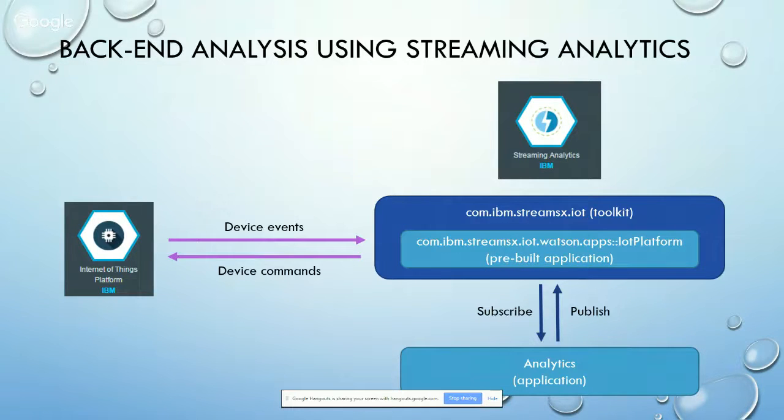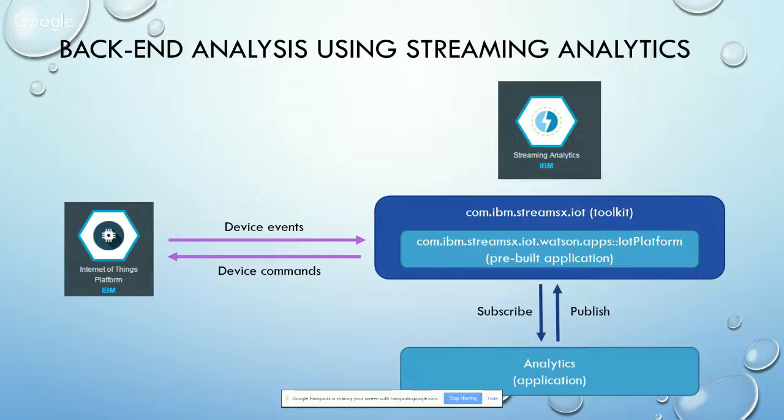The toolkit provides a pre-built, ready-to-run Streams application that takes care of the connectivity to the Watson IoT platform. The IoT toolkit further provides a publish subscribe model for independent Streams applications to subscribe to device events made available through this IoT connector application that comes with the toolkit. And when the application decides that it needs to send a command back to the device, it uses the same connector application to connect back to the IoT platform service and to send the information back.